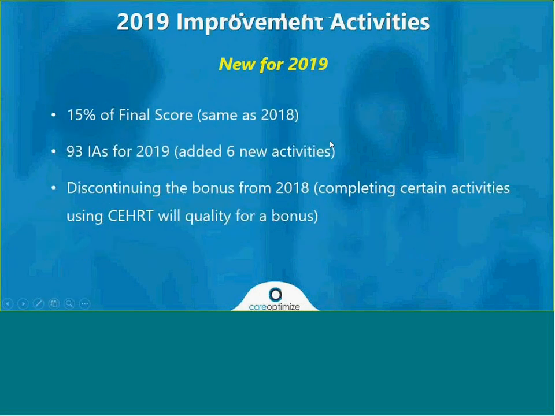All right, and finally, your improvement activities. Again, I know I wrote new, but this 15% is going to be the same as last year. They have added 6 improvement activities for 2019. They are removing a couple, but they will add 6 new activities. And it will no longer have your bonus for using a 2015 EHR technology that's certified. It is now a requirement in the previous category. So obviously they will not be offering the bonus that they did last year and for this year.